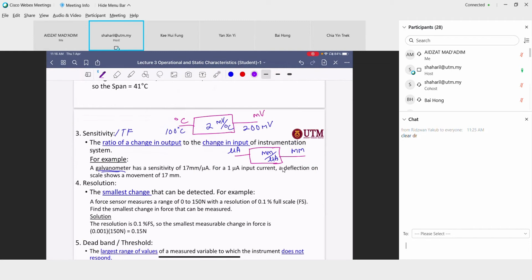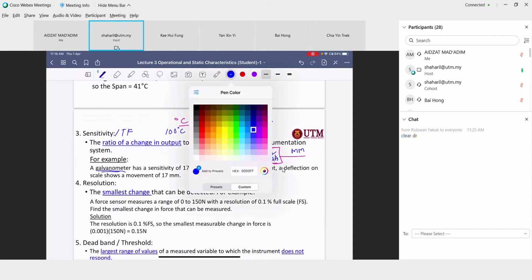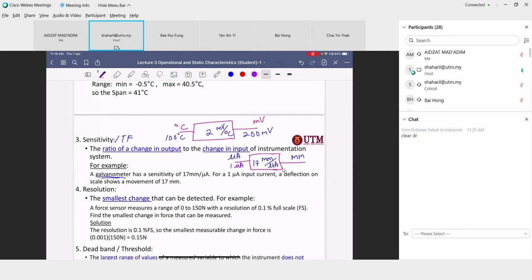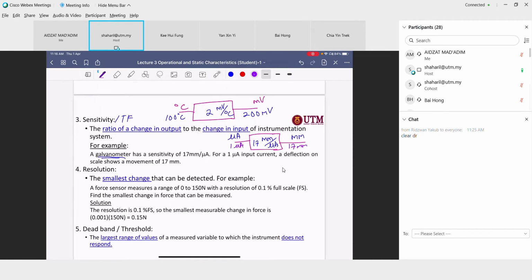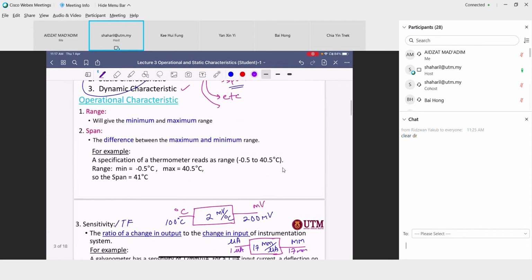So when you define the sensitivity, the output is milliamp and the input is microamp. Let's choose another color. Sometimes I'm not good at choosing colors. Okay, if your input is 1 microamp, and the sensitivity shows 17, then the output will be 17 mm. That means the pointer of the galvanometer will move to 17 mm. So that is the sensitivity under the operational characteristics.